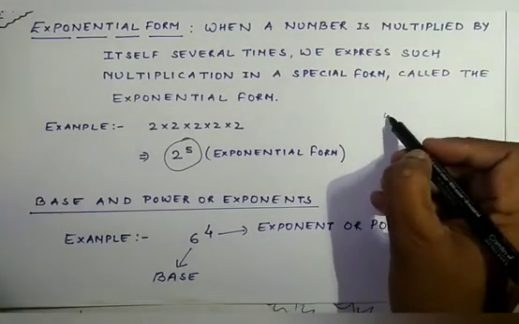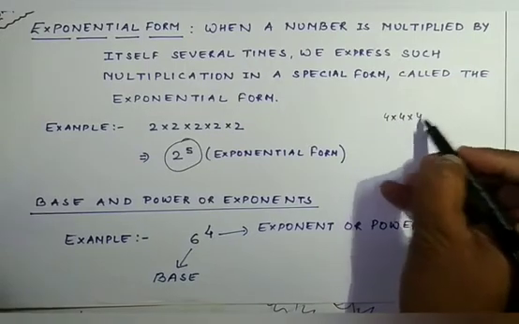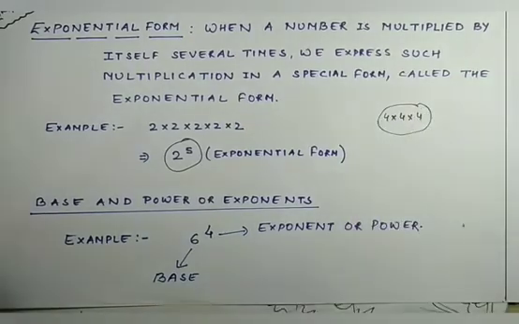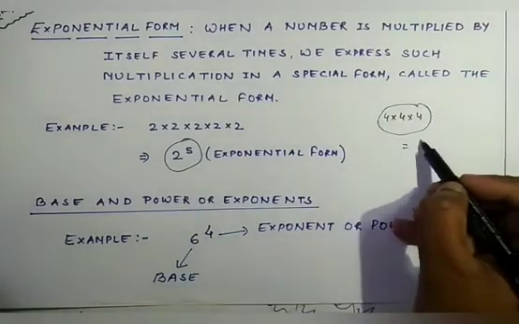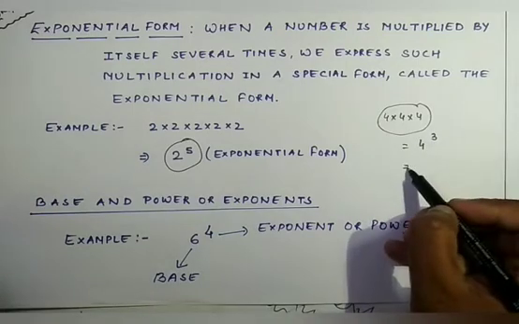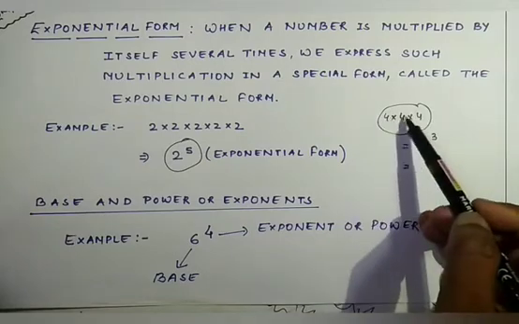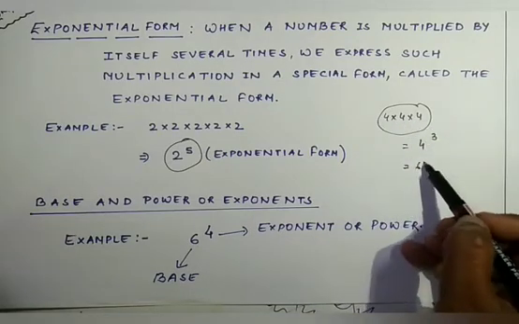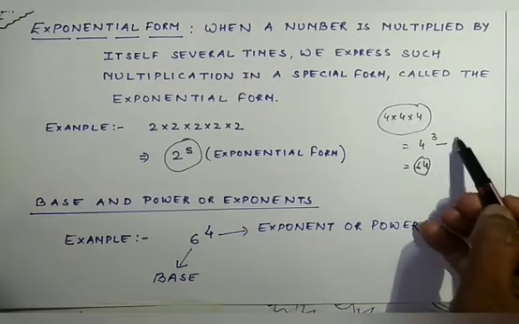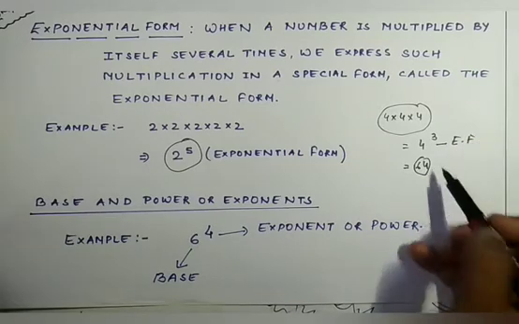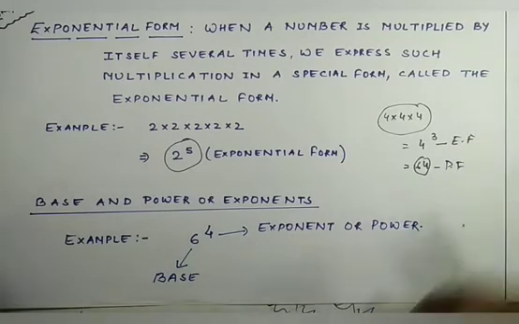If I have written 4 into 4 into 4, and I have to write it in exponential form, simply I can write it as 4 to the power 3. Or if you have to find the product, you write 4 times 4 is 16, 16 times 4 is 64. This is exponential form and this is product form. I hope it is clear to everyone.